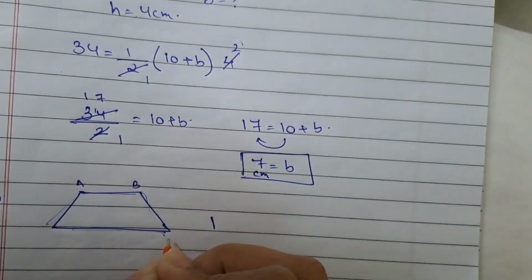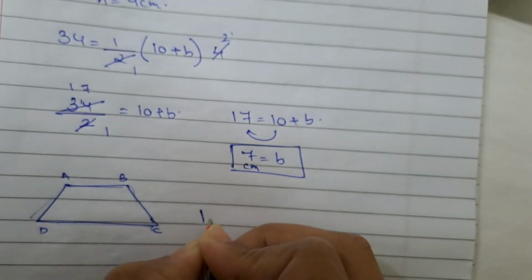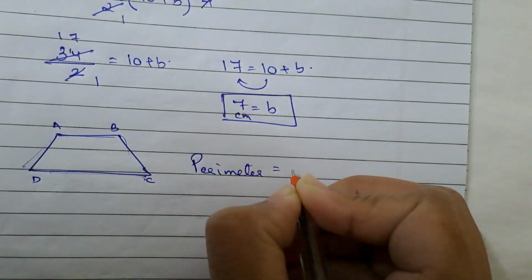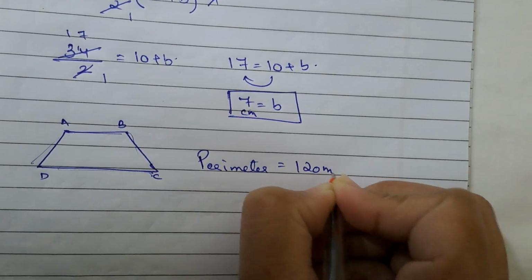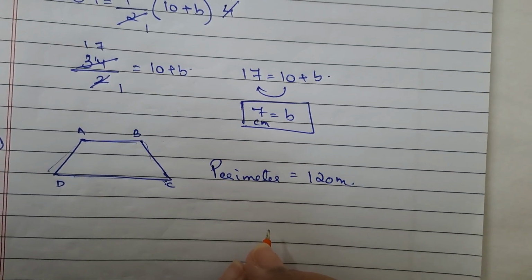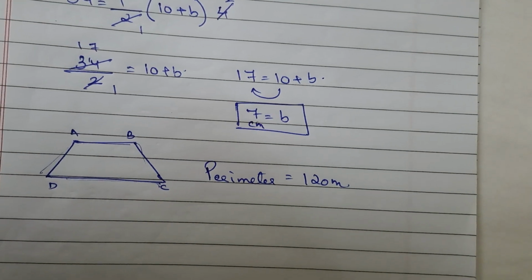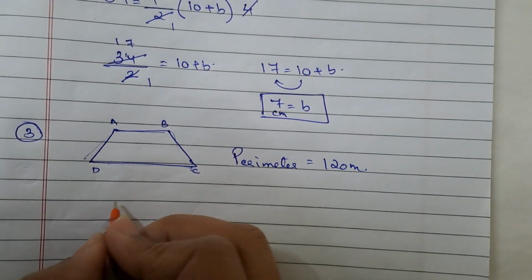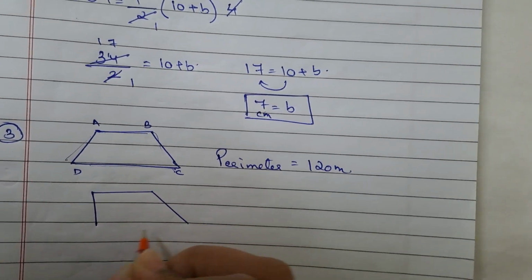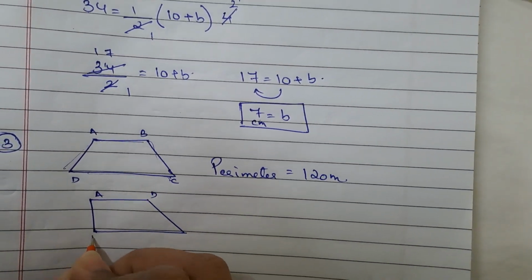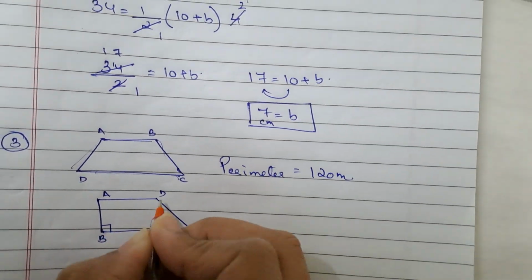A, B, C and D. The length is nothing but the perimeter. So let me just write it down: perimeter is equal to 120 meters. The shape is given to me already. It's actually not like this, but it is like this. That's the shape of the trapezium that's given to me, with A, D, B and C. There's a right angle made over here.